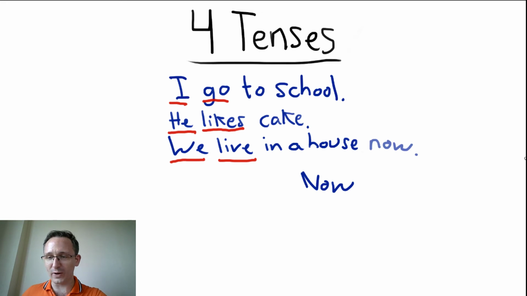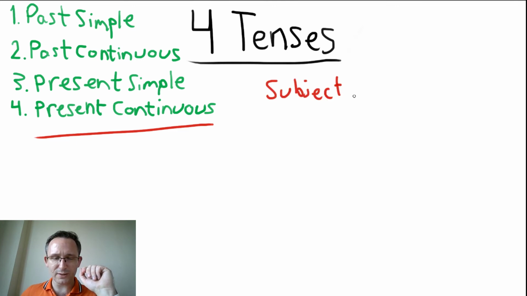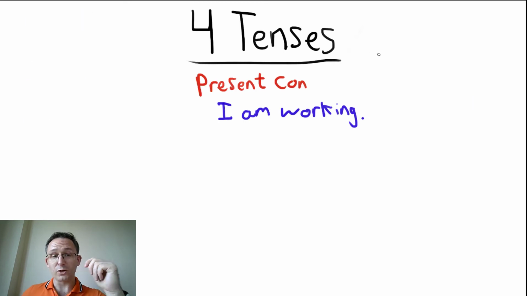Let's go to the last one, present continuous. The structure for this is subject plus is, am, are plus verb 1, ing. Let's look at some examples. So the first example, I am working. So we have subject, is, am, are. We have am. The verb, work, and ing. I am working. I am working now.